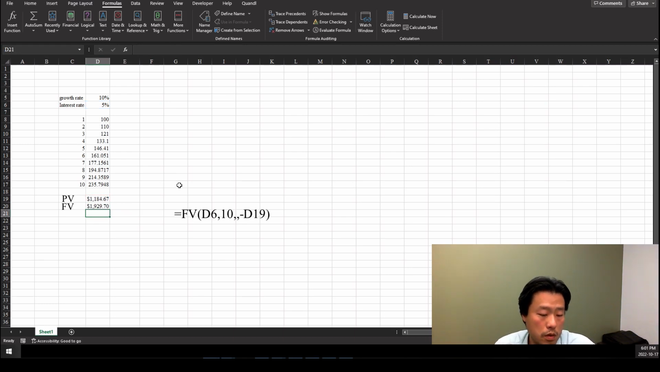Then enter, you got the answer, which is 1,929.70 as the future value. So it means that after 10 years, you're going to get $1,929.70 if you put $100 initially into the bank, and it's growing at 10% every year for 10 years.